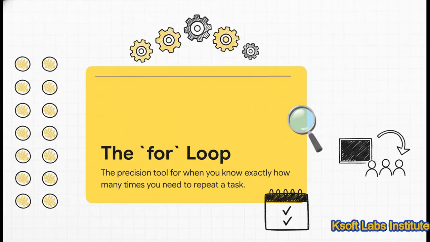So while and do while are fantastic when you're waiting for some condition to change, but you don't know exactly when that will be. But what if you do know? What if you need to do something exactly 10 times, or for every single item in a list? For that, we have the workhorse of loops, the for loop. This is your precision tool. What makes it so great is that it bundles the entire looping logic into one clean line.